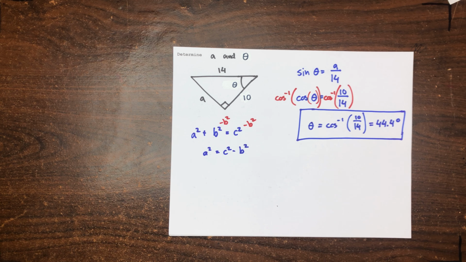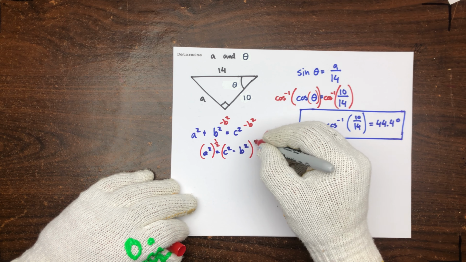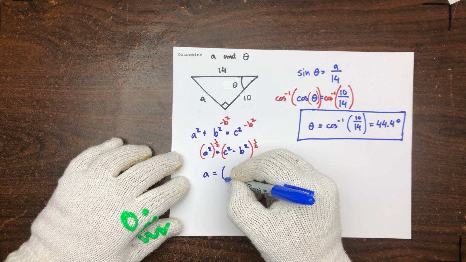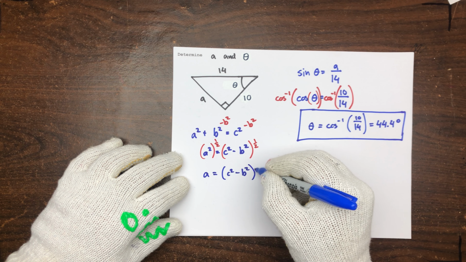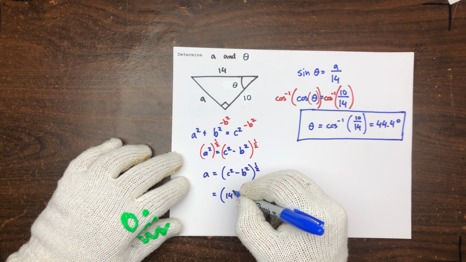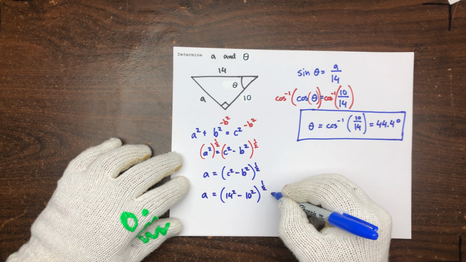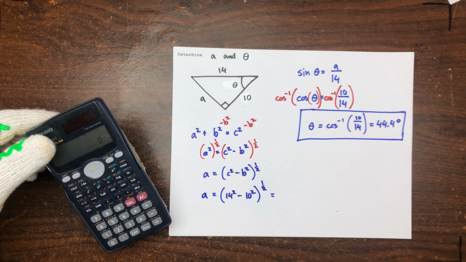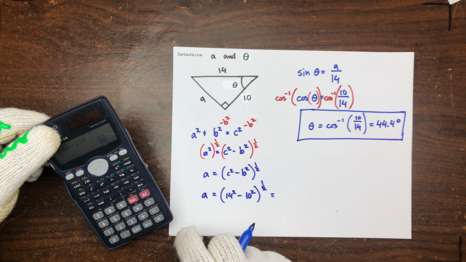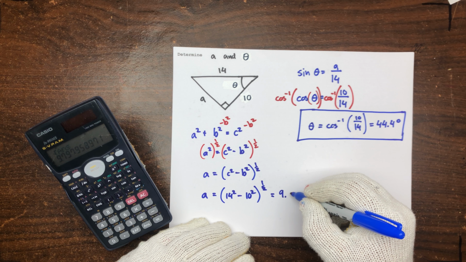We're going to get rid of that power of 2 by raising both sides to the power of 1/2. That leaves me with a equals, bracket open, c squared minus b squared, all to the power of 1/2. Put in some numbers: a equals 14 squared minus 10 squared, bracket closed, to the power of 1/2. 14 squared minus 10 squared equals, square root, answer 9.8.